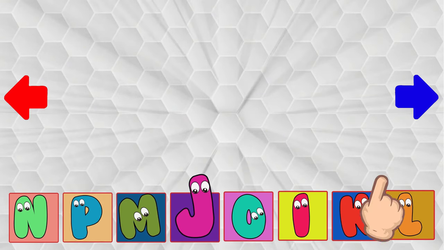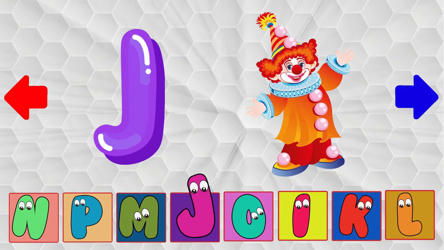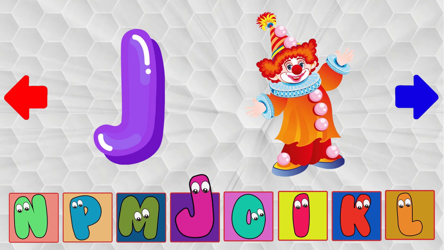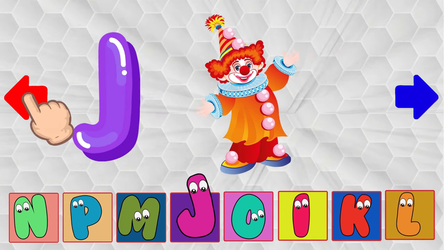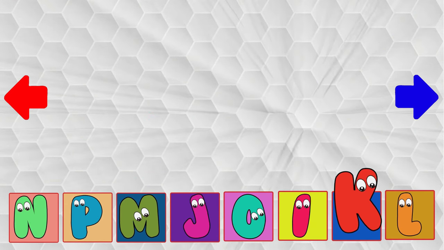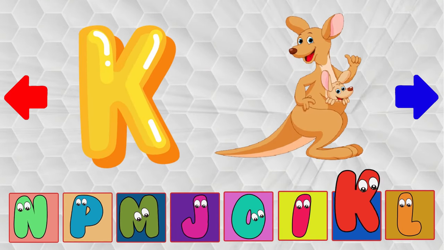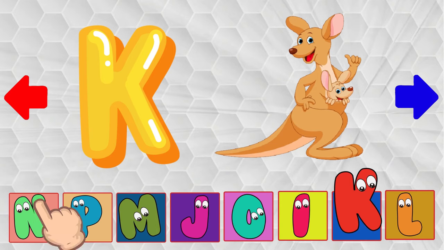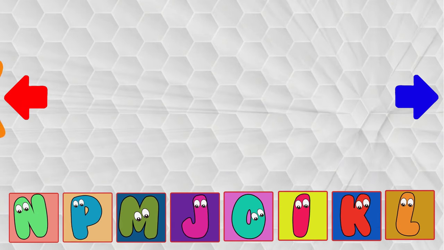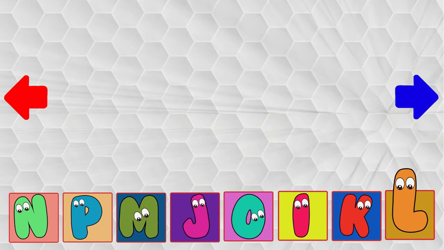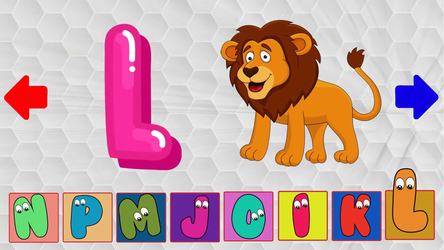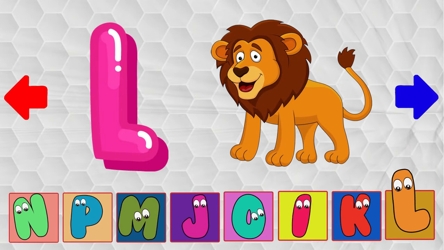J. J for joker. K. K for kangaroo. L. L for lion.